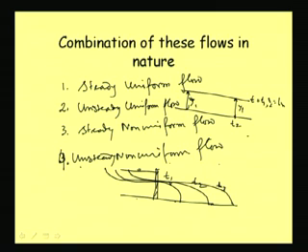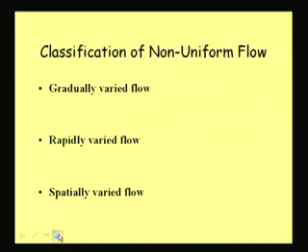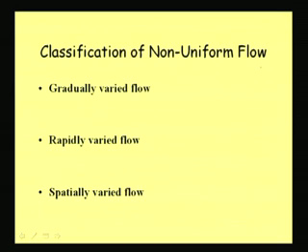So when we name a particular flow, we need to specify whether it is steady uniform, steady non-uniform, or unsteady uniform flow. Then again, when we say non-uniform flow, we will be discussing more details of it in a later chapter or topic. But here I will just give a brief about the classification of non-uniform flow. Non-uniform flow can be classified as gradually varied flow, rapidly varied flow, or spatially varied flow.